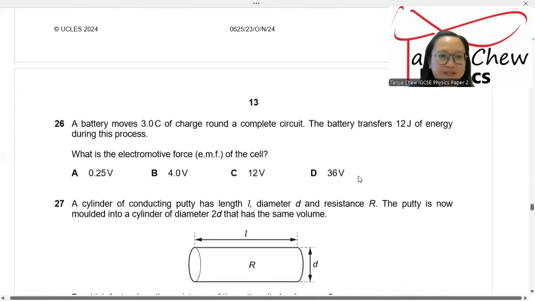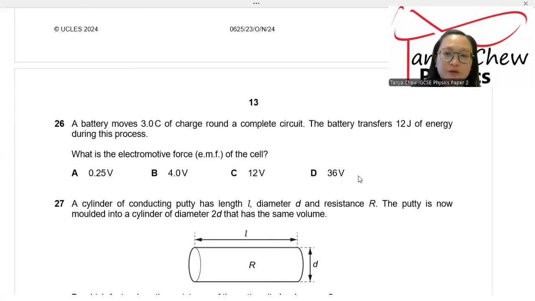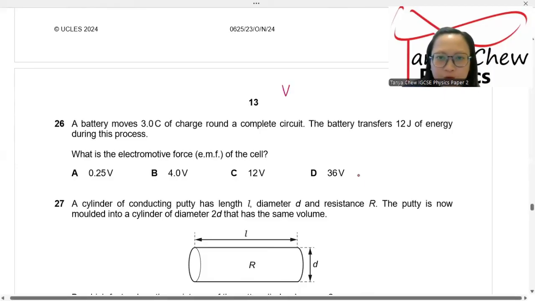Now, question number 26. A battery moves 3 coulombs of charge around a complete circuit. The battery transfers 12 joules of energy during this process. What is the electromotive force of the cell? When energy is being given, or they ask about electromotive force, I use V equals energy over charge. Electromotive force is defined as the energy supplied per unit charge in driving the charge around a complete circuit.